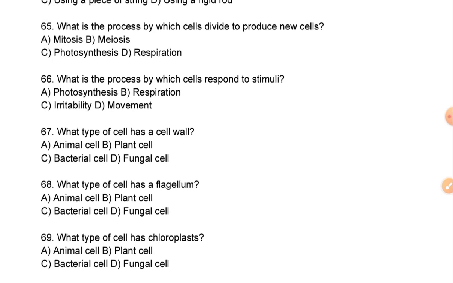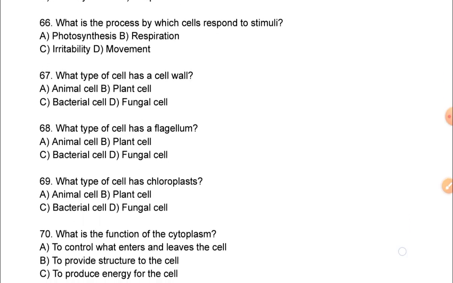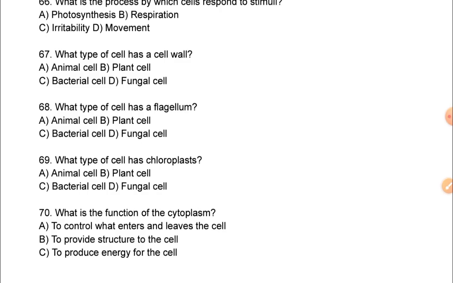69. What type of cell has chloroplast? Definitely is the plant cell. And the last question. What is the function of the cytoplasm? It provides structure to the cell.